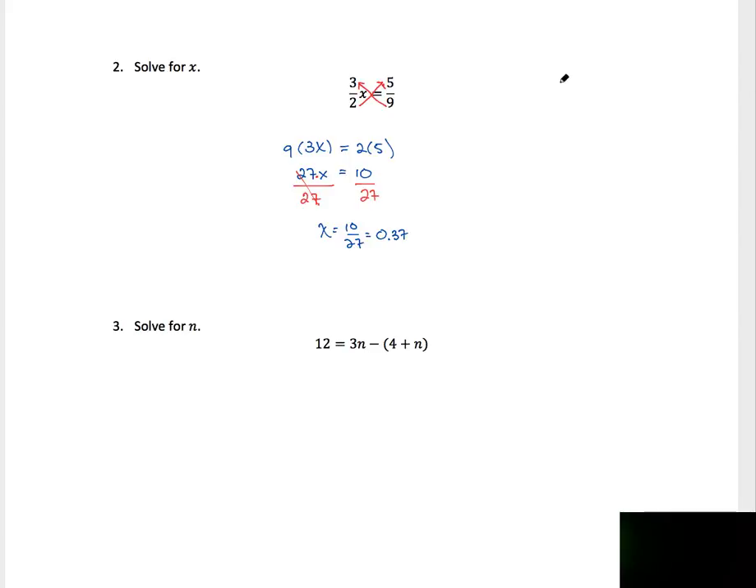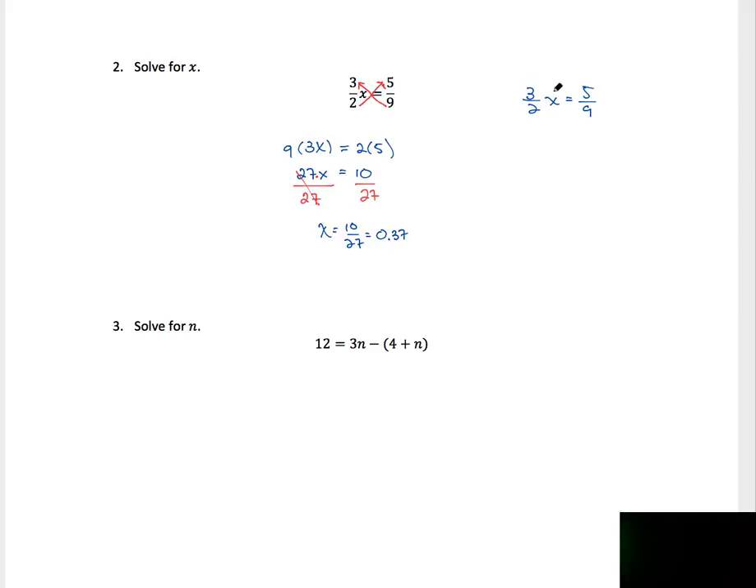The other way of solving this problem, let me just rewrite the problem here. 3 halves x equals 5 ninths, okay, is to use the inverse of a fraction, to use the reciprocal, okay? But what you're going to find out is when you multiply a fraction by its reciprocal, you're making the fraction equal to 1, and so in a sense you are using inverse operations to solve this equation, okay? So let's start with the left-hand side.